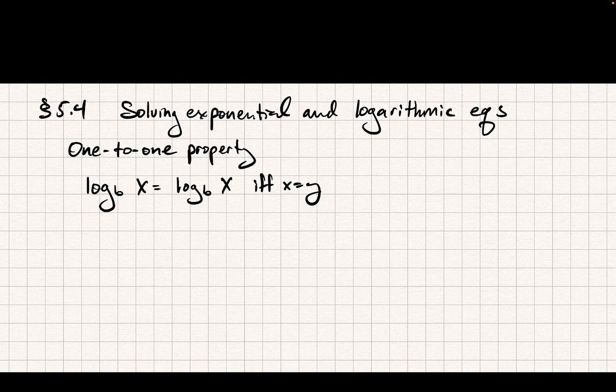You remember what the exponential version is? It was a to the x equals a to the y. They have to have the same base. So a to the x equals a to the y, and that's if and only if x equals y. That's the one-to-one property.